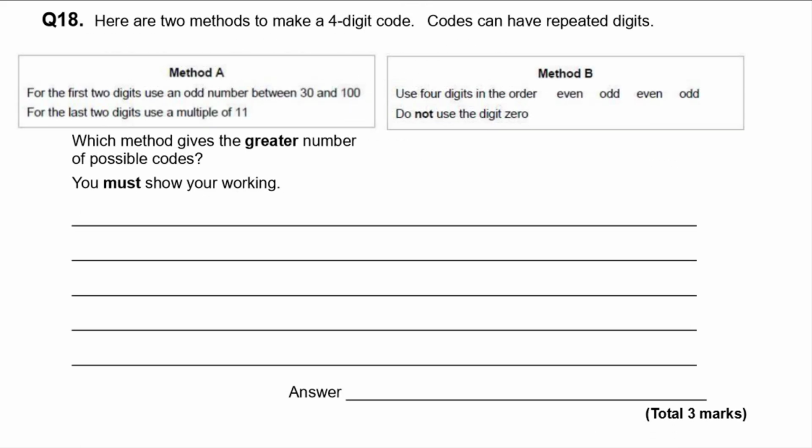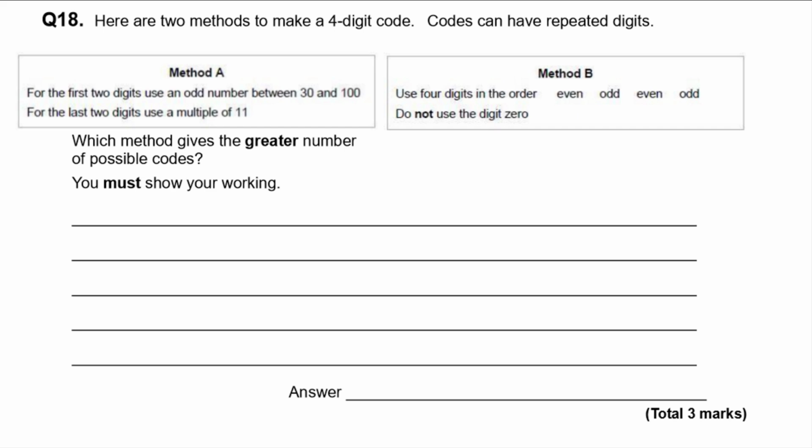Question 18. Here are 2 methods to make a 4-digit code. Codes can have repeated digits. So method A, for the first 2 digits, use an odd number between 30 and 100, and for the last 2 digits, use a multiple of 11. And for method B, use 4 digits in the order even, odd, even, odd. Do not use the digit 0. Which method gives the greater number of possible codes? You must show your working.